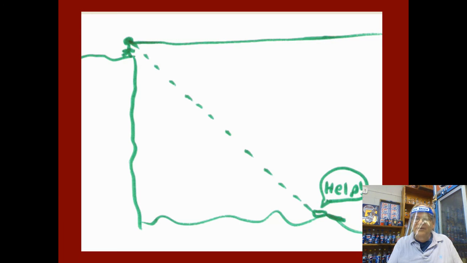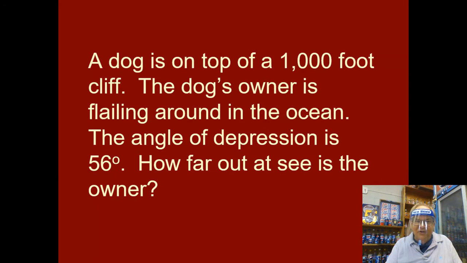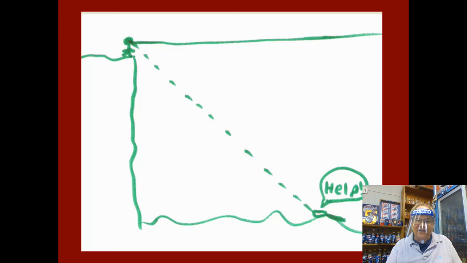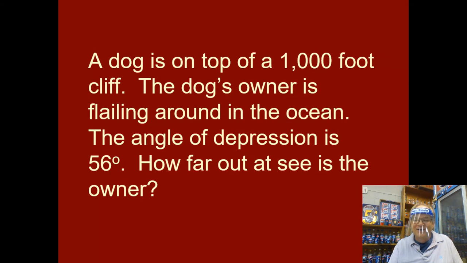So then we have another beautiful piece of artwork, which I ended up making about a dog. Originally, I was going to write it about Nathan and Joe. And we were going to have Joe floating in the middle of the ocean, but it does say a dog is at the top of a 1,000-foot cliff. The owner is flailing around in the ocean. The angle of depression is 56 degrees. And so we're supposed to figure out how far out that help is. That's what we're trying to do.